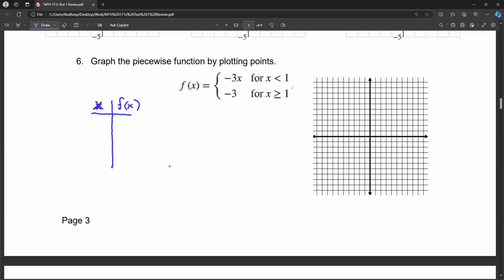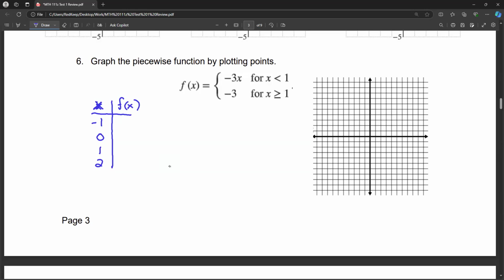So let's go ahead and I'm going to pick -1 because that's less than 1. 0 is less than 1. And then maybe let's pick some values that are equal or greater than 1. So I'll just choose 1, right? That's equal to 1. And then let's go ahead and do +2 as well. Okay, so your numbers might be a little different, but the point being is that it might be helpful for you to create a table of values for this. And so let's go ahead and evaluate the ones that I chose.